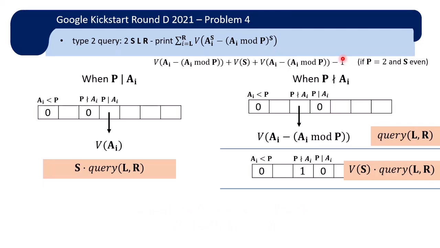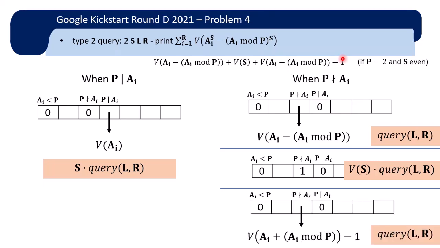So how do we address this? Well, we create yet another segment tree that stores the value of v of x plus y minus 1. And then when I need to return a query, I call the query on this segment tree and get the value. So when I get a query, I check is s even. If so, I need to actually add up 4 different queries from 4 segment trees. So that is all from this problem.